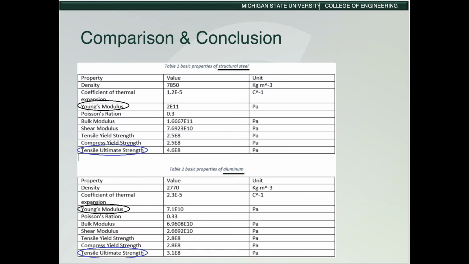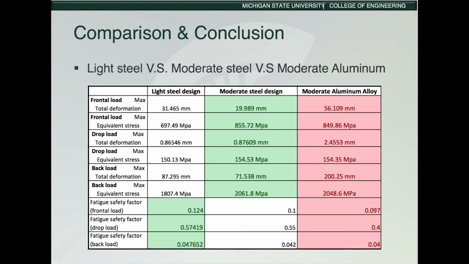In conclusion, we can draw a comparison of the basic properties of the materials from these tables. Based on the results shown previously, in this table we can see that thickening the steel tube and making the frame heavier does make it more sustainable. However, if you apply aluminum to the frame with thicker tubes, the frame will still be weaker than it is in the lightweight steel design.